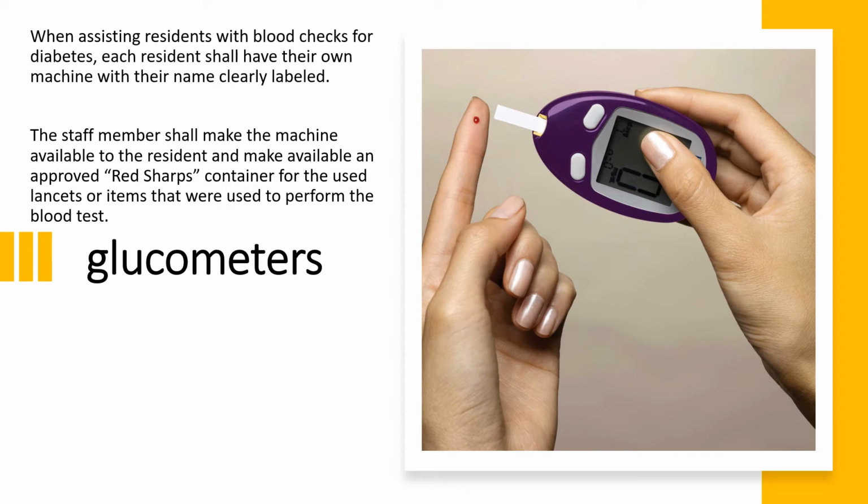When you are assisting residents with blood checks, for those residents who have diabetes, each resident shall have their own machine with their name clearly labeled on the machine. You will make the machine available to the resident and make available an approved sharps container for used lancets or other items that were used during the blood test.